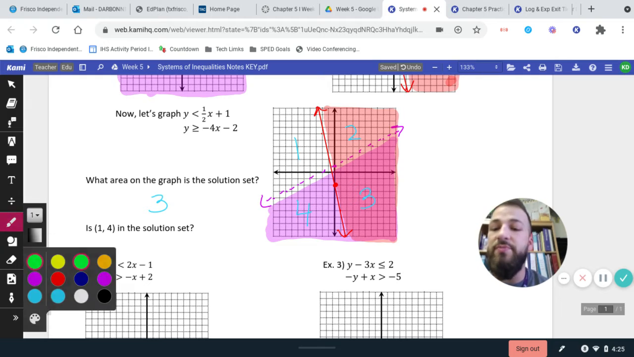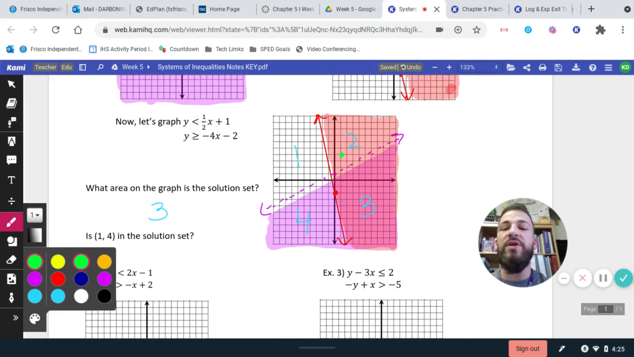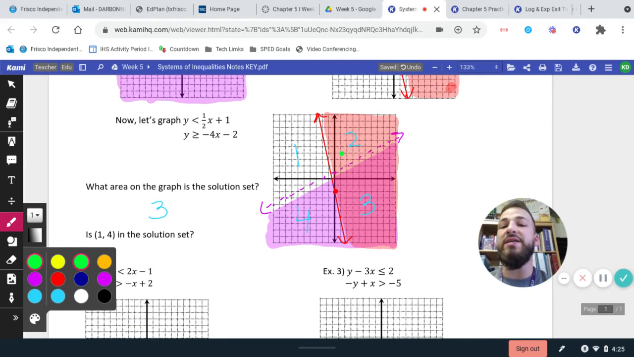So then is the point (1, 4) in the solution set? So we'd go 1 in the x, 4 up in the y, 1, 2, 3, 4. So that'd be this point up here. So while that point is in the shaded region for our second equation, y is greater than or equal to -4x minus 2, it is not in the shaded region for our first equation. So since it doesn't fall in that set 3 where both of the shaded areas cross, it is not a part of the solution set.